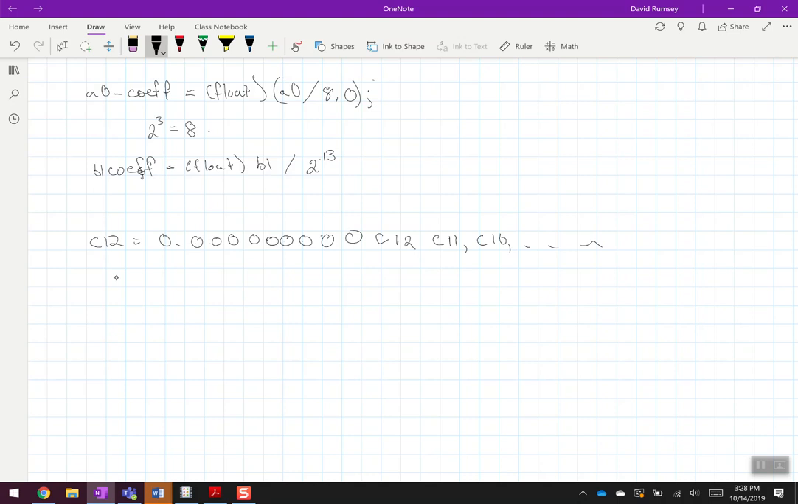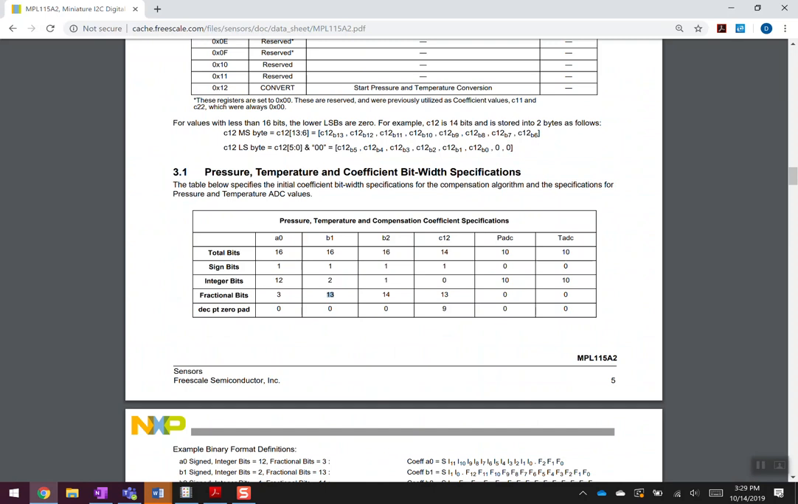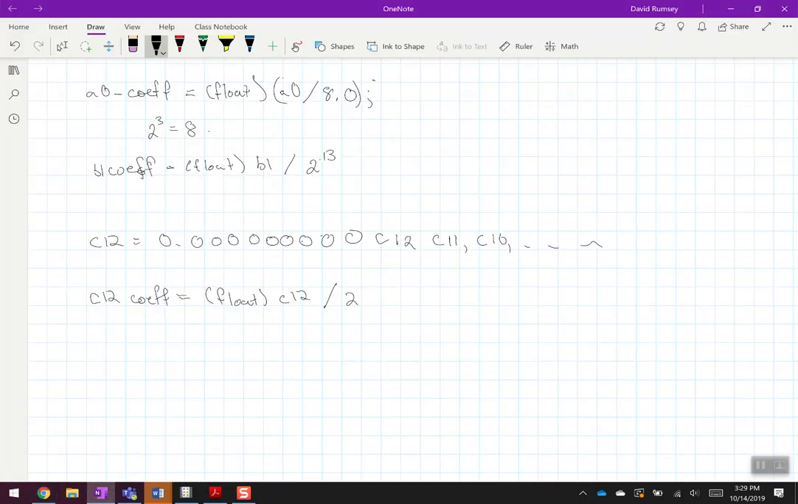So how we get with C12 here is you'd have the C12 coefficient is equal to a float of C12 divided by 2 to the 9 plus 14, I believe. I have to go back here. No, 9 plus 13. 13 fractional bits, 9 zero-pad bits. So 2 to the 13 plus 9, which of course is just 22. So that's what you would want to divide by.